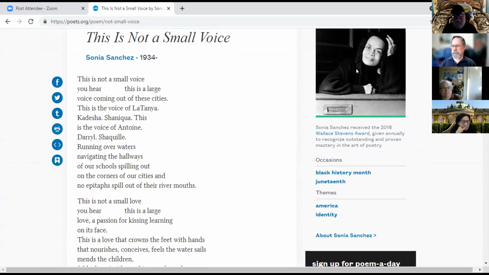You want to read it, Preet? Sure. This is not a small voice you hear. This is large voice coming out of the cities. This is the voice of Latanya, Kadisha, Shaniqua. This is the voice of Antoine. How do you say this? Antoine, yeah. Antoine, Daryl, Shaquille, running over waters, navigating the hallways of our schools, spilling out on the corners of our cities, and no epitaph spills out of the river's mouth.